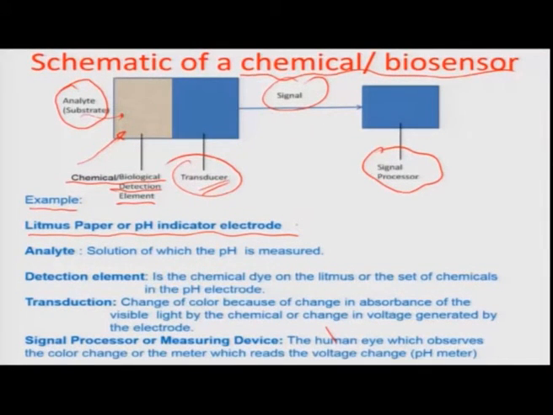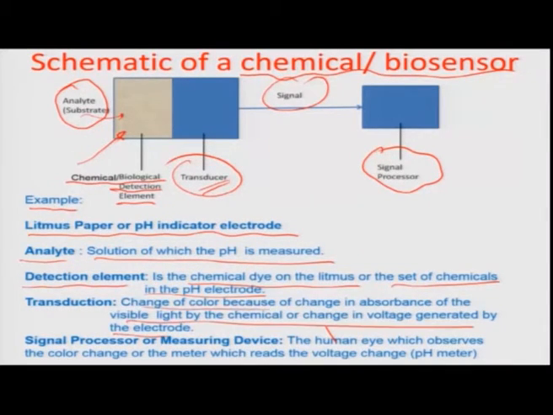For example, the simplest case could be that of a litmus paper or a pH indicator electrode. Here, there is an analyte, which is a solution of which the pH is to be measured. There is a detection element, a chemical dye on the litmus or a set of chemicals in the pH electrodes. There is a transduction, which is a change of color now, because the pH paper becomes red or blue. So, it is a change of color because of the change in absorbance of visible light by the chemical, or a change in voltage generated by an electrode.